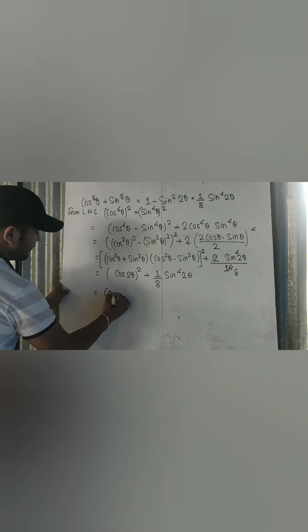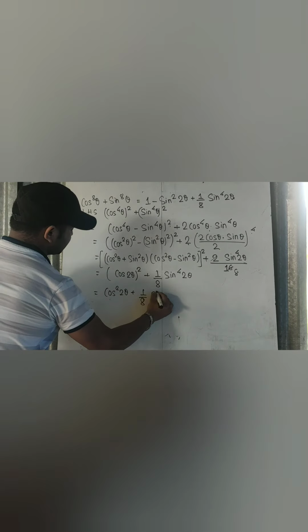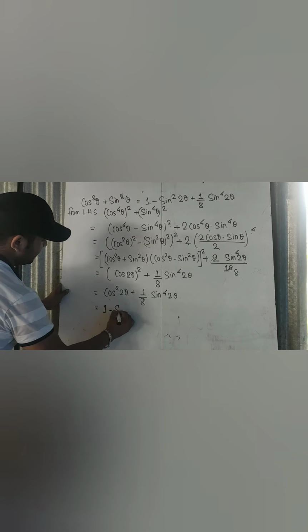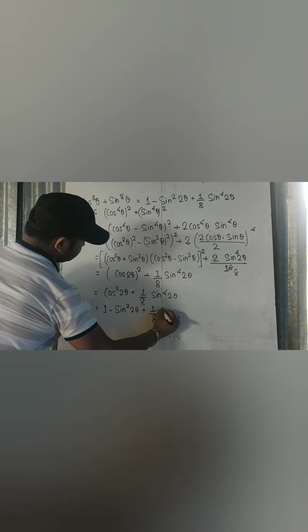Now you have cos square 2 theta plus 1 by 8 sin power 4, 2 theta. Cos square theta is 1 minus sin square theta. So if you know the formula, then it's easy to do. This is our RHS.